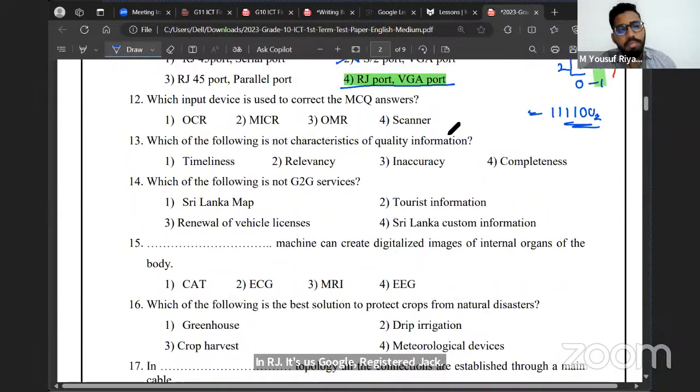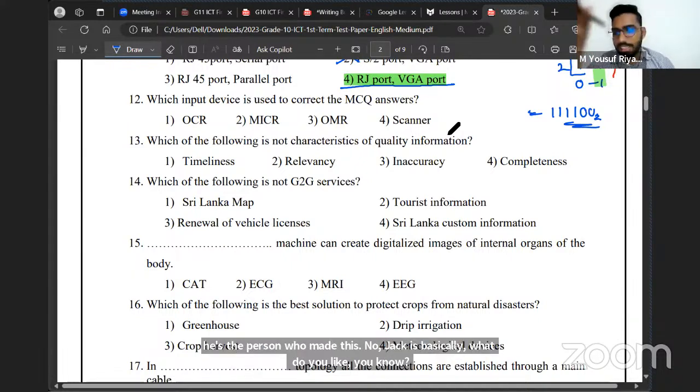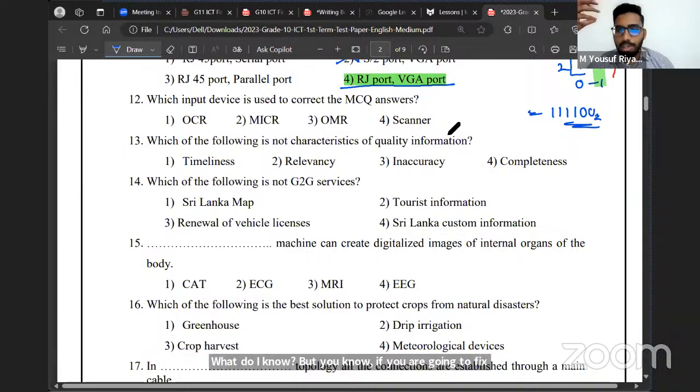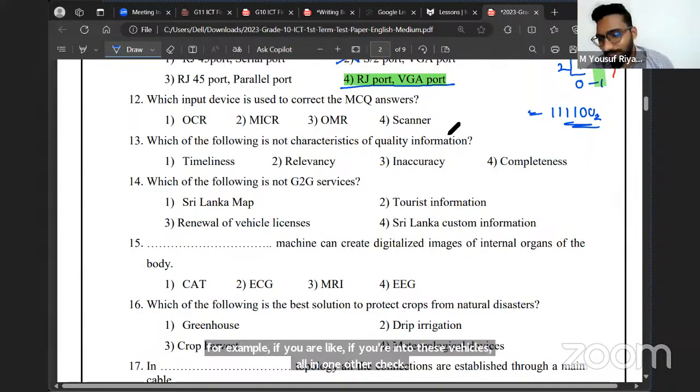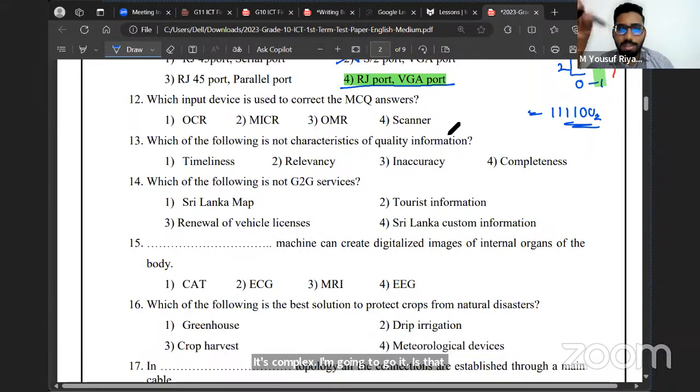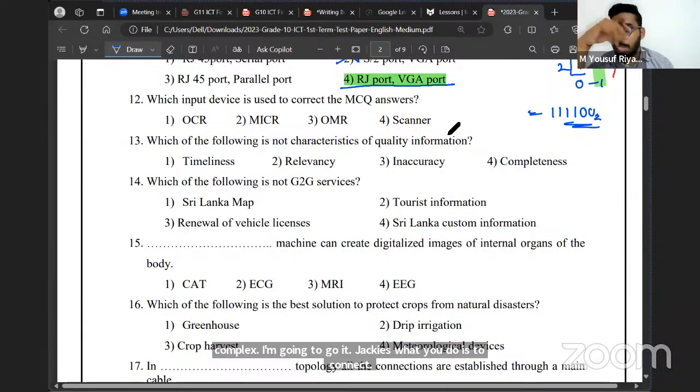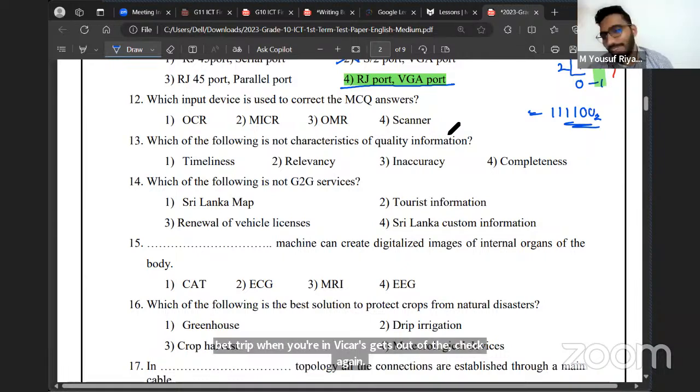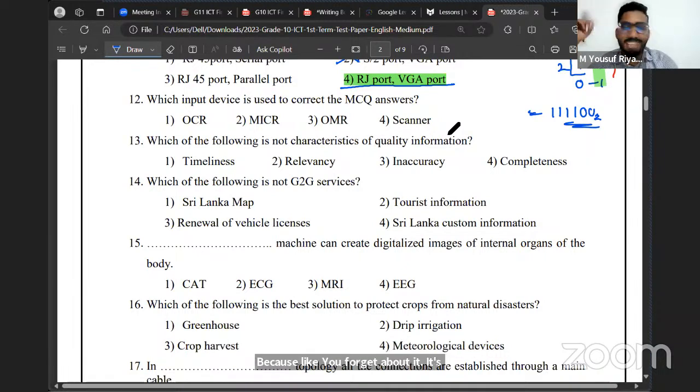Who is Jack? Who knows? Maybe he's the person who made it. No, no, Jack is basically what you like. Whatever, if you're going to fix something, you call it a Jack. Like if you're into vehicles, or the Jack trailers, it's complex. I'm going to ignore it. Jack is what you use to connect. Or a battery, when vehicles get stuck, they'll have a jack. Like you forget about it. It's complex, unwanted basically.